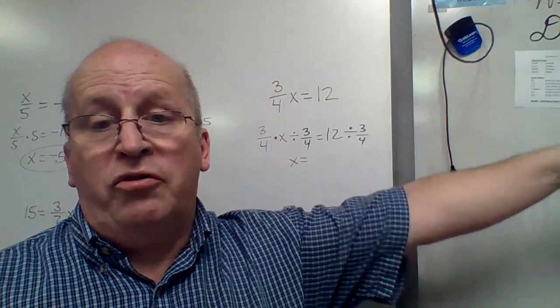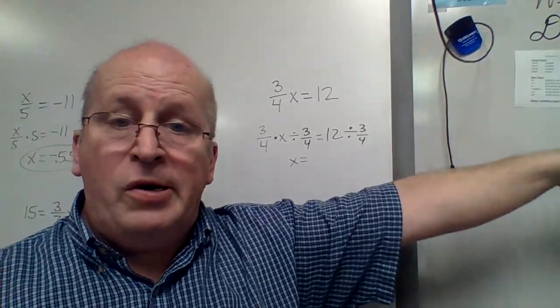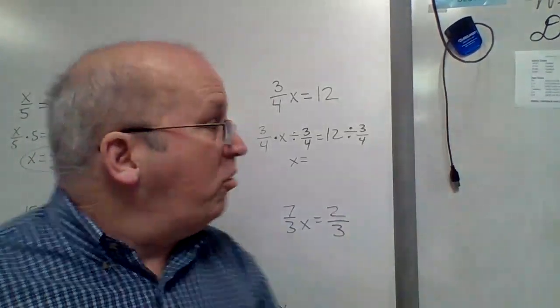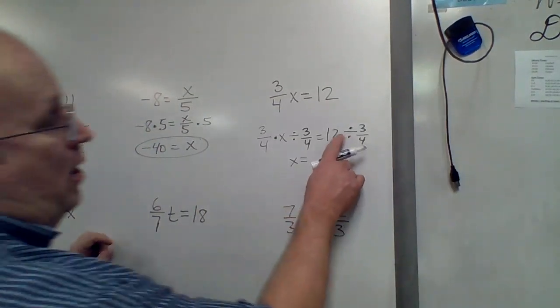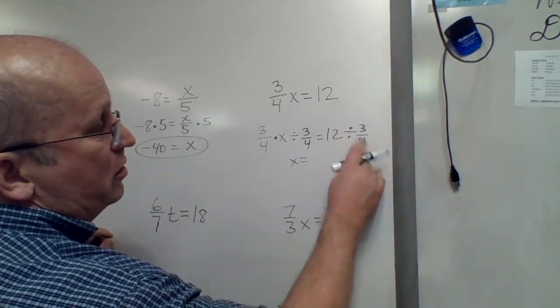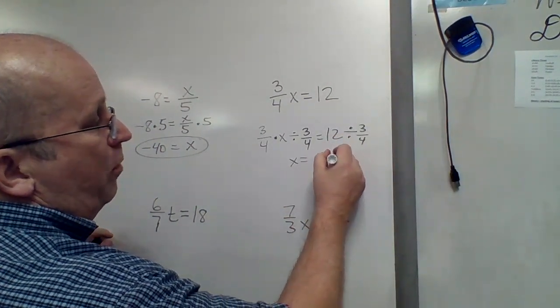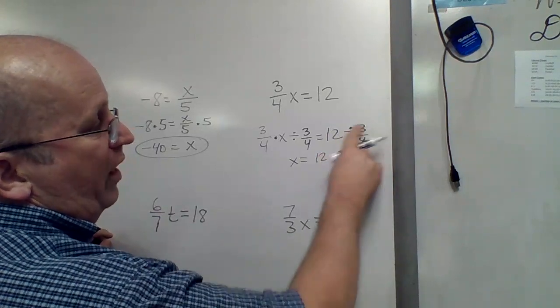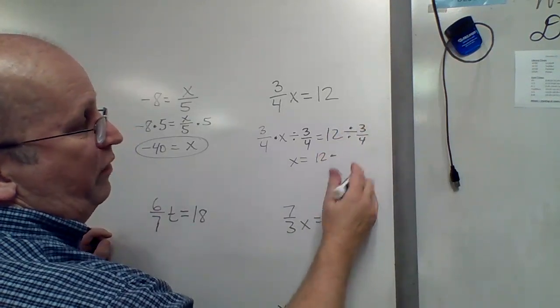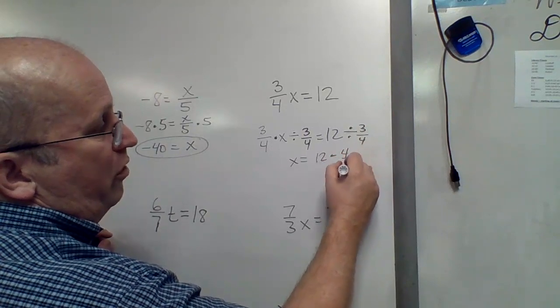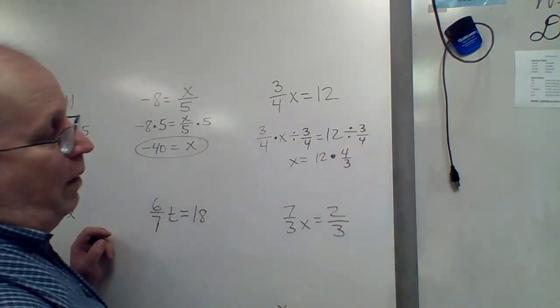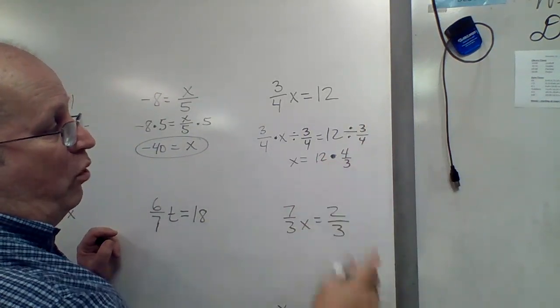Remember reciprocals? We just did a bunch of problems over here on the board. Okay, so here's how this works. To divide fractions, we're going to multiply by the reciprocal of that second number. What's the reciprocal of 3/4? Isn't it 4/3? Yes, it is. So we end up with 12 times 4/3.